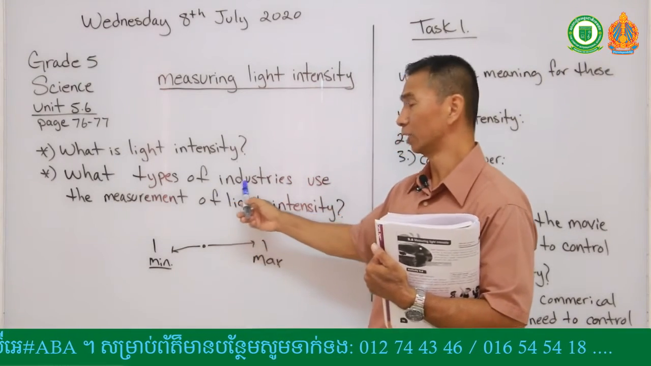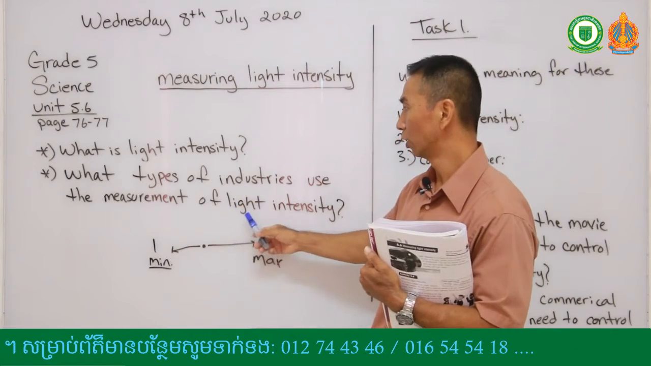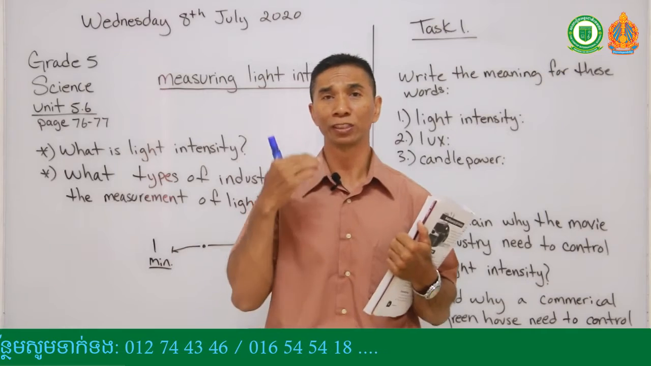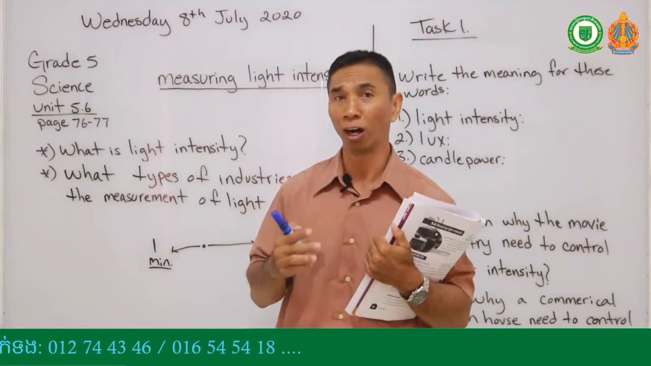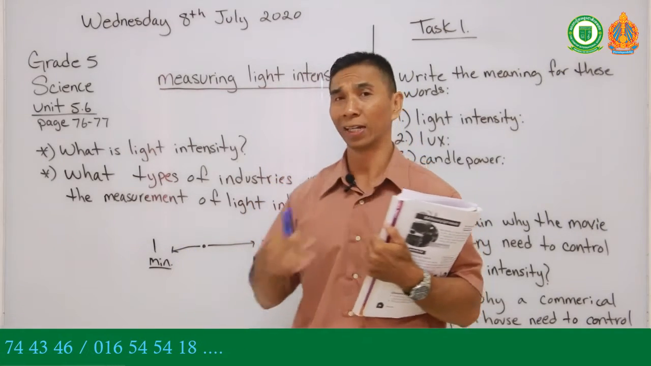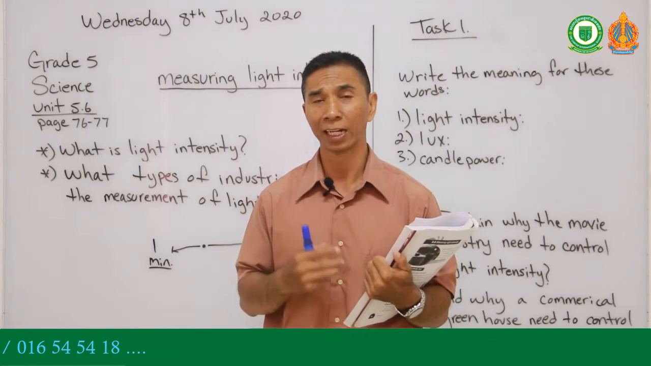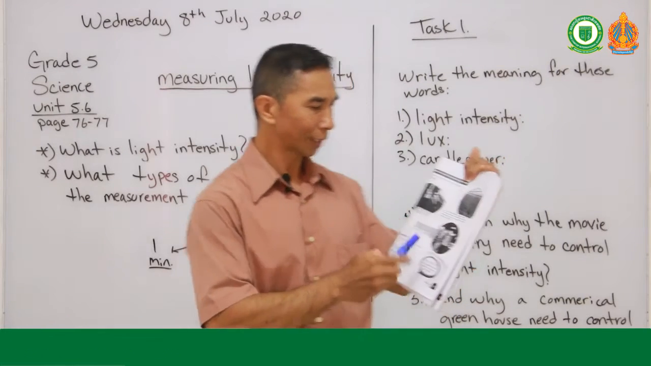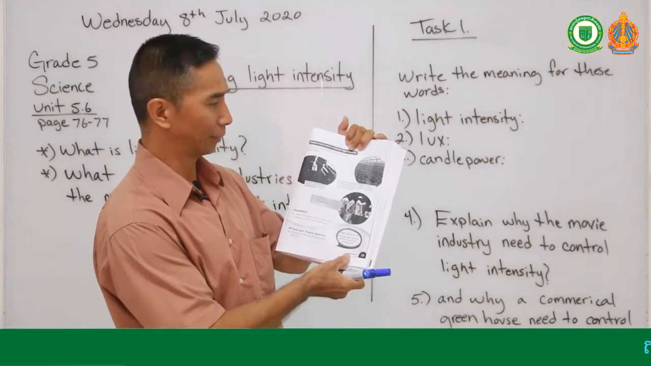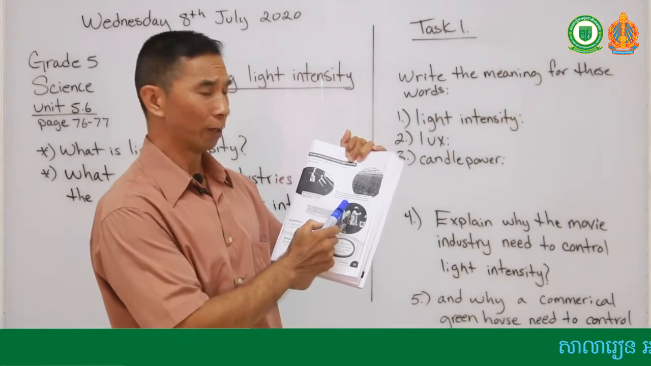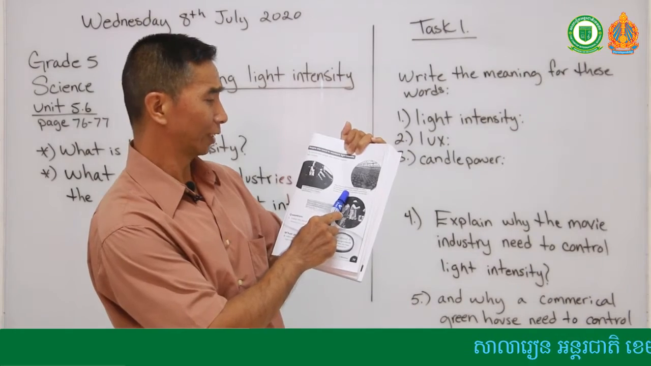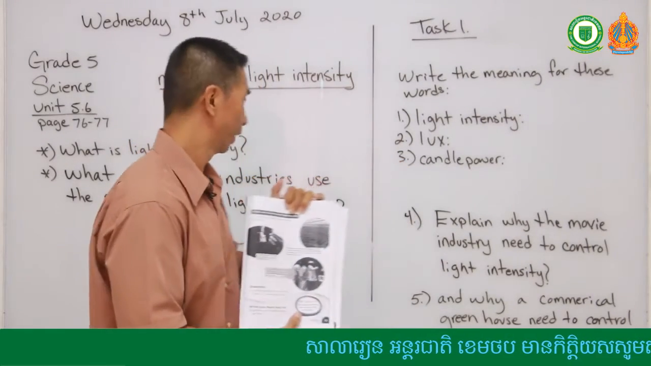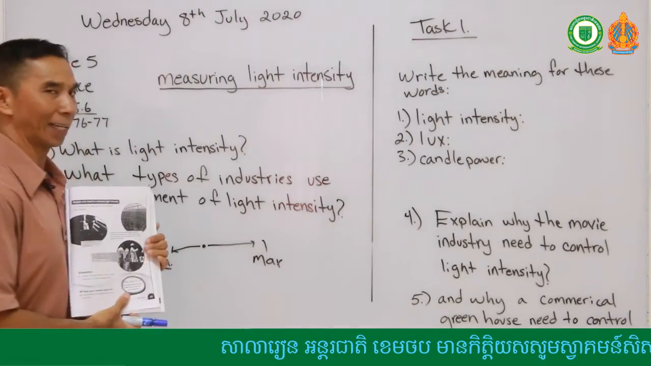So for the movie industry, it is important for you to know the measurement of light, because you want to see the actor clear, but you also want to see where it has some forms of scary touch to it. Is that correct? Yes. And also it says here on page 77, industries that grow fruits and vegetables in a greenhouse need to know the measurement of light.